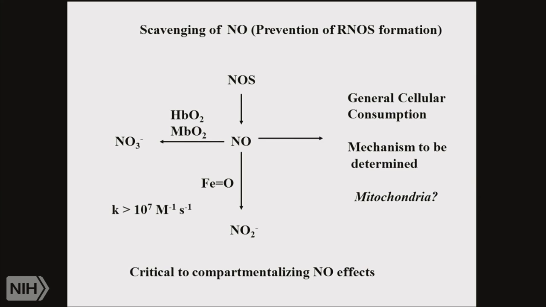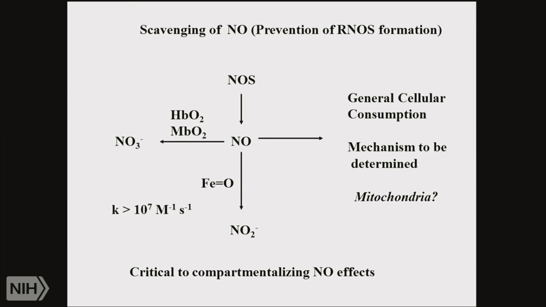The scavenging of NO, how do we regulate it? Well, the chief regulators are hemoglobin and myoglobin. If NO is made, it's compartmentalized because as soon as it diffuses to the bloodstream, red blood cells are literally like the black hole for NO. It reacts so fast. Cellular consumption is another way, and the mechanism is yet to be determined here. But under oxidative stress, these iron oxo species can consume NO to make nitrite.